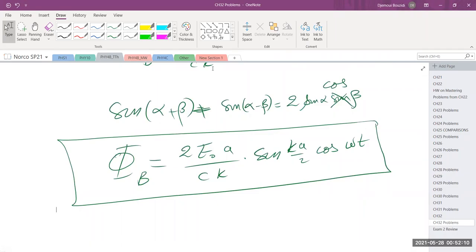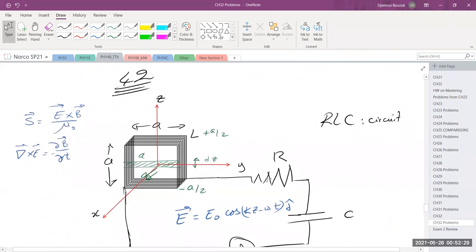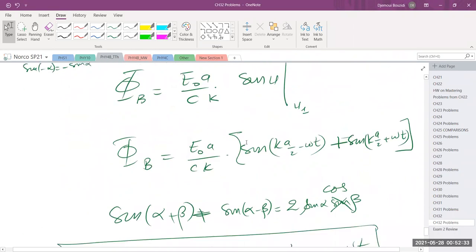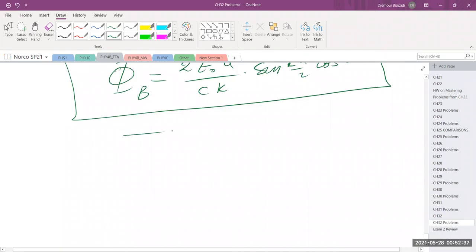So we found the flux of the magnetic field. Part B, what is the EMF generated in the coil? Here is the problem. This flux is time dependent. It has cosine of omega t in here. And since the flux in this area changes with time, it's going to induce an EMF in the circuit, given by Faraday-Lenz law. So Faraday-Lenz law says that there is an EMF now, and that EMF, we know exactly what it is.